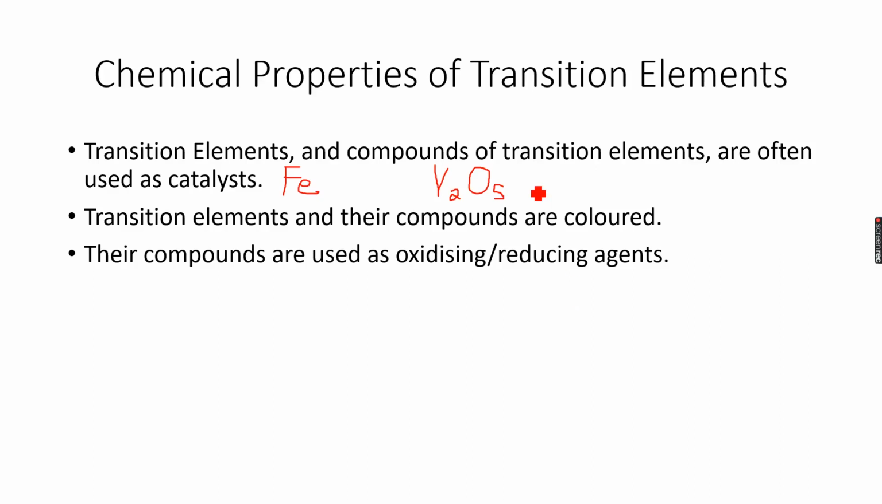The contact process is basically the manufacture of sulfuric acid starting from atmospheric SO2. So we have used a transition metal compound, and these are often used as catalysts. When we do catalysis in detail in reaction kinetics, I can tell you how these work. Transition elements and their compounds are colored. We will be doing why these compounds are colored further in the presentation.